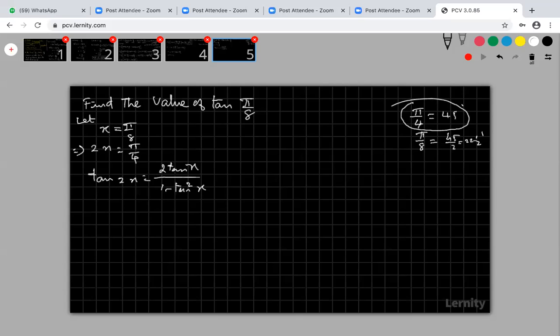Why I'm choosing this one means I'm going to apply this value. So this is 2 tan x by 1 minus tan square x. And what is my x? Now apply my x. This 2x is pi by 4, which is 2 into pi by 8. Tan pi by 8 is the value I want: 2 tan pi by 8 by 1 minus tan square pi by 8. And what about tan pi by 4? That is 1.